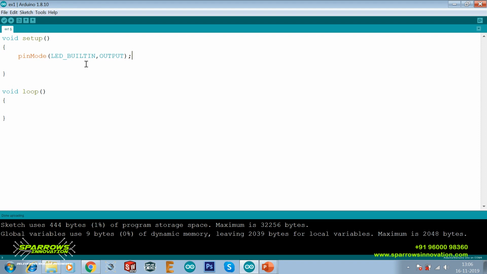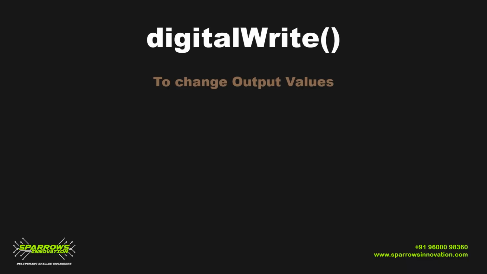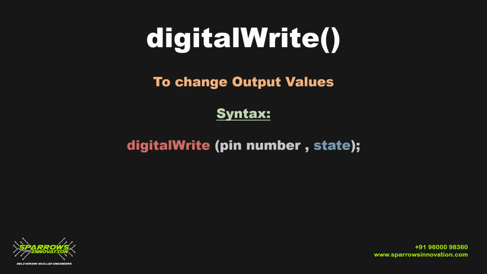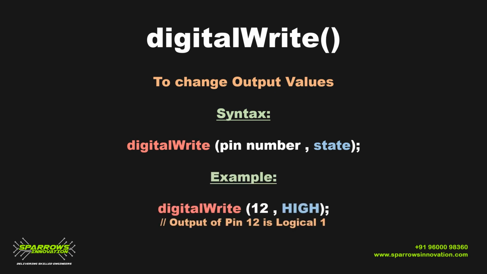Next we have to change the output value. After configuring the output, we have to assign some value to the output pin. For assigning a value to the output pin, we have to use the function called digitalWrite. In digitalWrite, we give your pin number, comma, the state, that means your output state. Instead of pin you can use any digital input output pin number. For example, I am using digitalWrite 12, comma, HIGH.